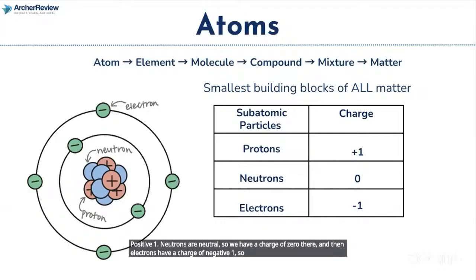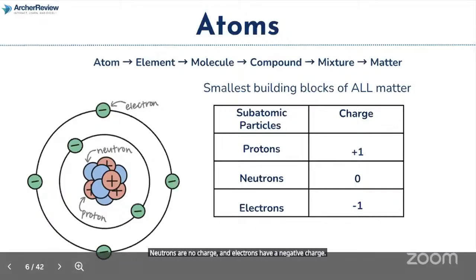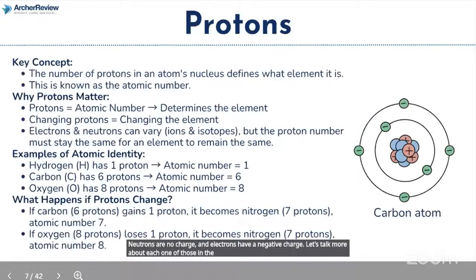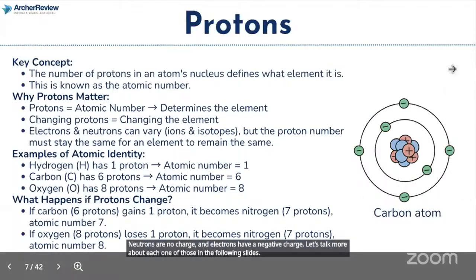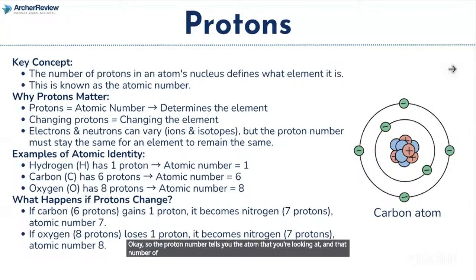So protons are positive, neutrons have no charge, and electrons have a negative charge. Let's talk more about each one of those in the following slides. The key concept for protons is that the proton defines what that atom is. The proton number tells you the atom that you're looking at. That number of protons is known as the atomic number because, again, the number of protons tells you what that atom is.